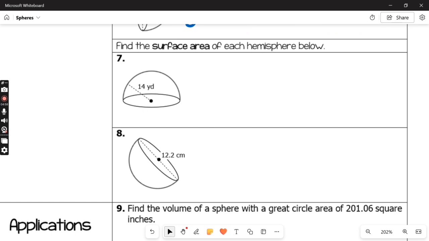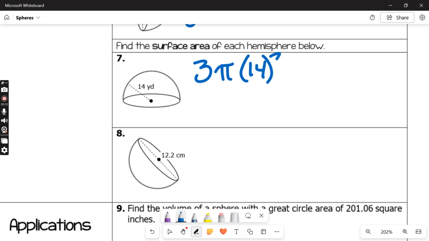All right, now we're doing surface area. So if you look at the front of your paper, the formula for surface area of a hemisphere is 3 pi r squared. So we have the radius, so we're just going to do 3 pi times 14 squared, which is 1847.26.